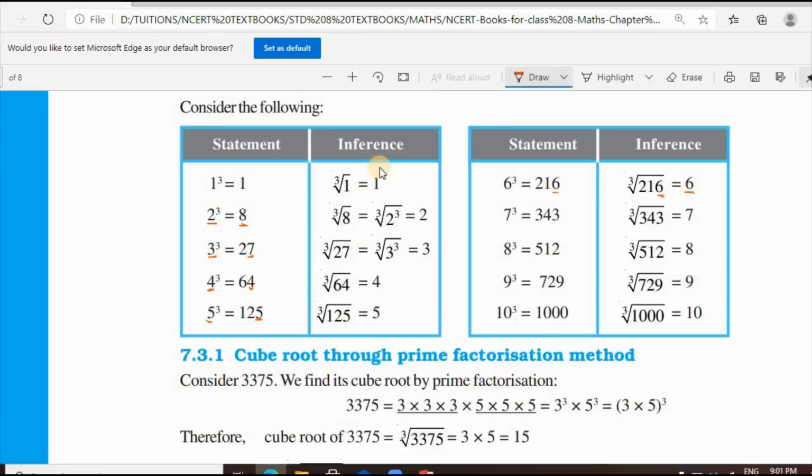See, 6, 6, 3, 7, 2, 8, 9, 9, and 0, the 3 zeros will become 1 zero. So 1, then 4, 5, 6, 9, and 0 will not change, right? They remain as it is. But 2 and 8 interchange, and 3 and 7 interchange in the cube root. This we have to know, right? Other numbers will remain as it is.